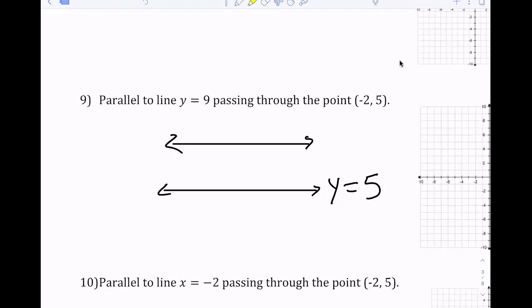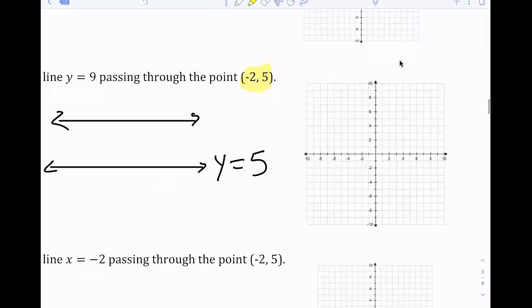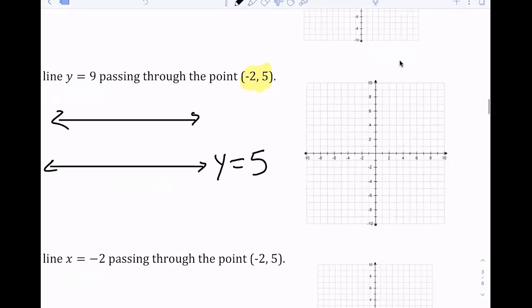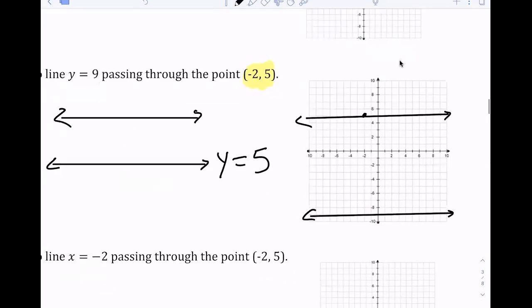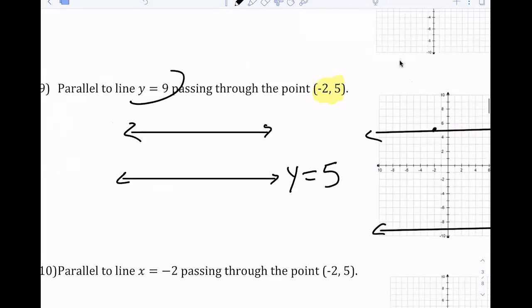How did I know it was y equals 5? Because I looked at the point. Here is the new point that it goes through. So again, y equals 9 would be this line way down here. I want to graph a parallel line through point -2, 5. -2, 5 is right there. That's a horizontal line passing through that point, y equals 5. Where'd you get the bottom line? I looked at the equation. I looked at the problem. It said y equals 9. That's how.